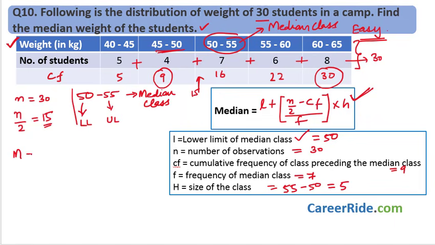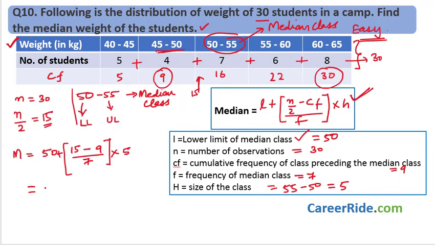So median in this case becomes: L is what? L is 50 for me. N by 2 is what? N by 2 is 15, minus the cumulative frequency of the class preceding the median class, the value here, 9, upon the frequency of the median class. The frequency of the median class is 7, multiplied by the size of the class, that is 5, right? 50 plus this.